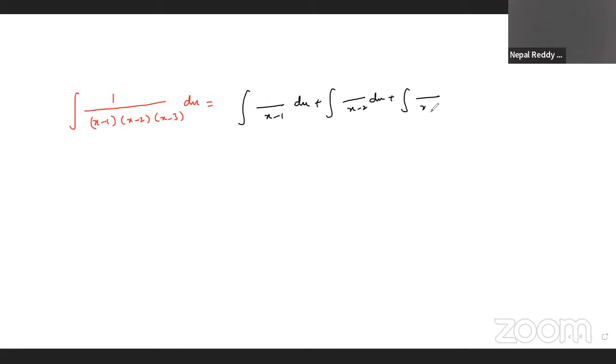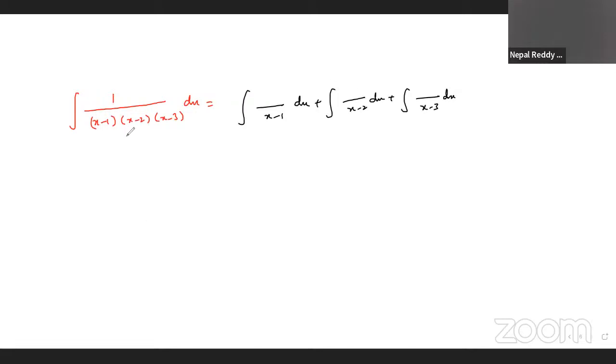Next, we will discuss the problems based on partial fractions. Suppose the question is integral 1 divided by x minus 1 into x minus 2 into x minus 3 into dx. In this case, first write something by x minus 1 into dx plus something by x minus 2 into dx. Next, plus something by x minus 3 into dx.